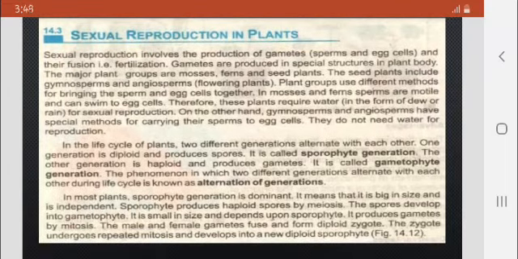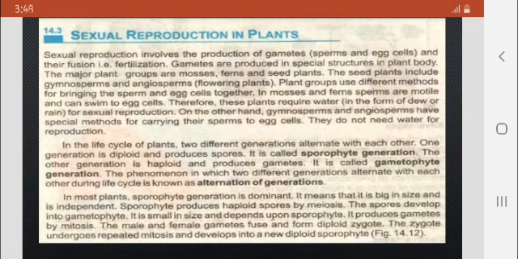Sexual reproduction in plant involves the production of gametes, sperms and egg cell and their fusion, that is fertilization. Gametes are produced in special structures in plant body. The major plant groups are mosses, ferns, and seed plant. The seed plant include gymnosperms and angiosperms.